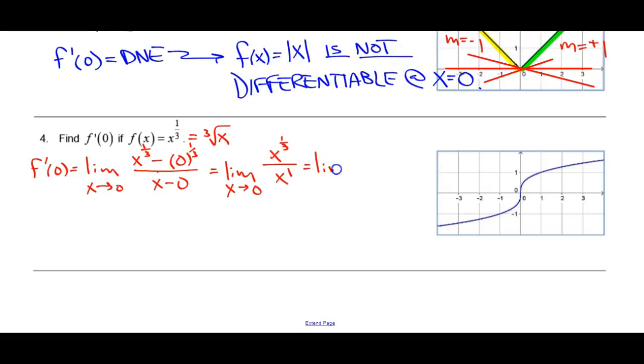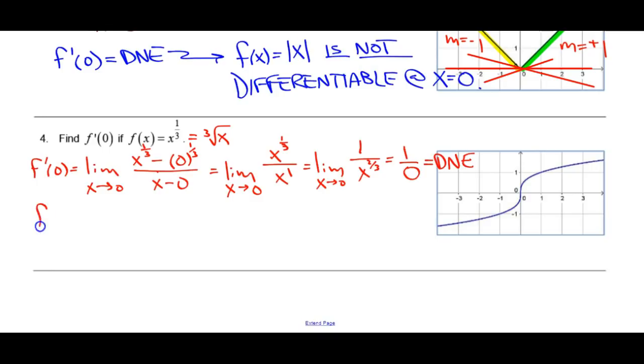-2/3. So this is the limit as x goes to 0 of 1 divided by x to the 2/3. Why did I write it like that? Because x to the -2/3 is 1 over x to the 2/3. So let's try direct substitution. What do you get when you plug in 0? Oh, it would be 1 divided by 0. And that tells us what? It tells us that expression is undefined, so that tells us that this limit does not exist.